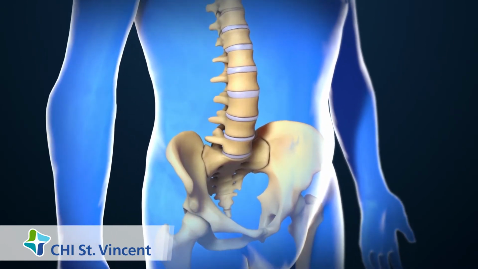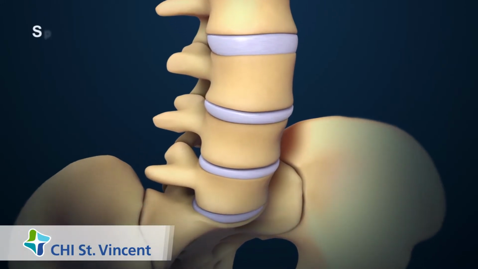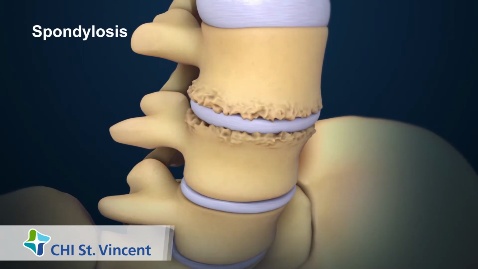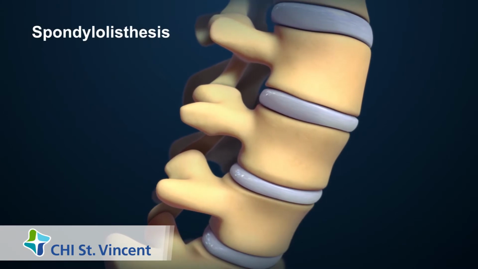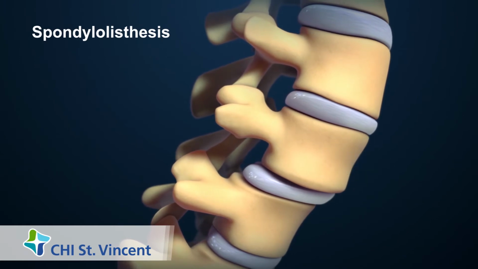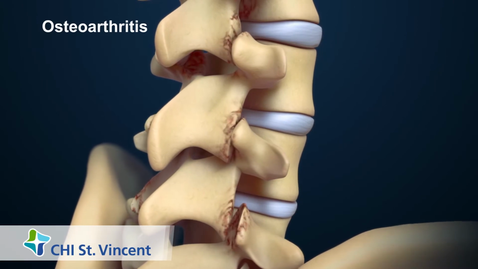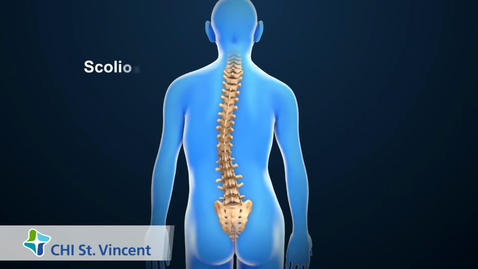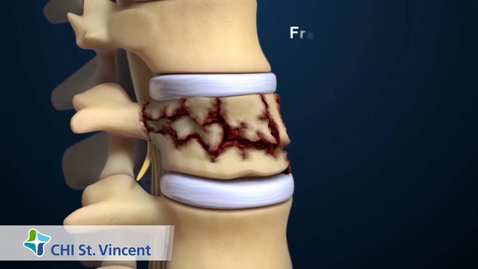Problems that may occur in the lumbar spine include the following conditions: disc degeneration or spondylosis, a degenerative arthritic condition that may cause loss of normal spinal structure and function. Spondylolisthesis, a condition where one vertebra slips forward relative to the one next to it. Osteoarthritis of the facet joints. A spinal deformity such as scoliosis, or a fractured vertebra.